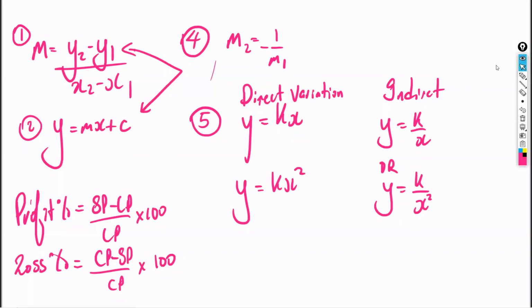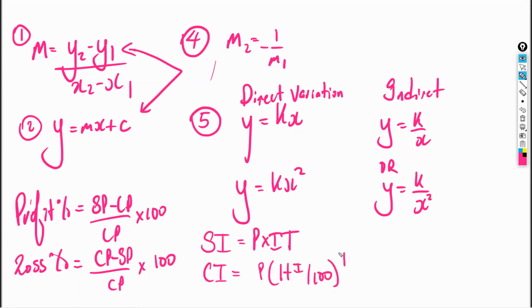But simple interest is definitely one that doesn't come on the formula sheet. So let me write it down. Simple interest is equal to PIT. It's very easy to remember: the principal times the interest times the time. PIT, so simple interest is equal to PIT. Compound interest, guys, is equal to the principal times 1 plus I over 100 to the time. So yes, these are some that you just don't get on the formula sheet.